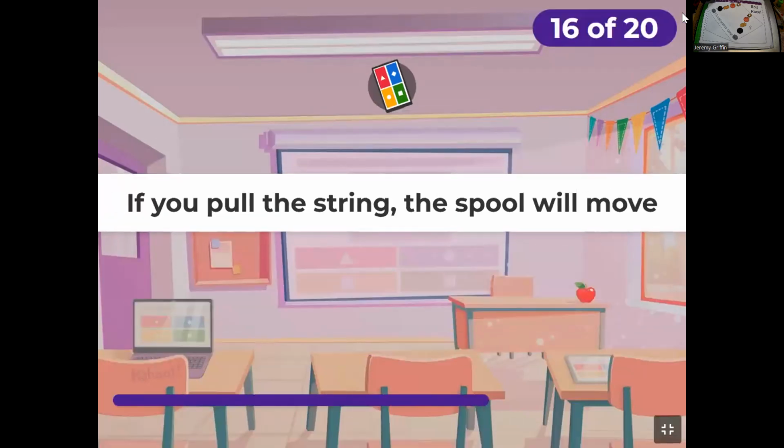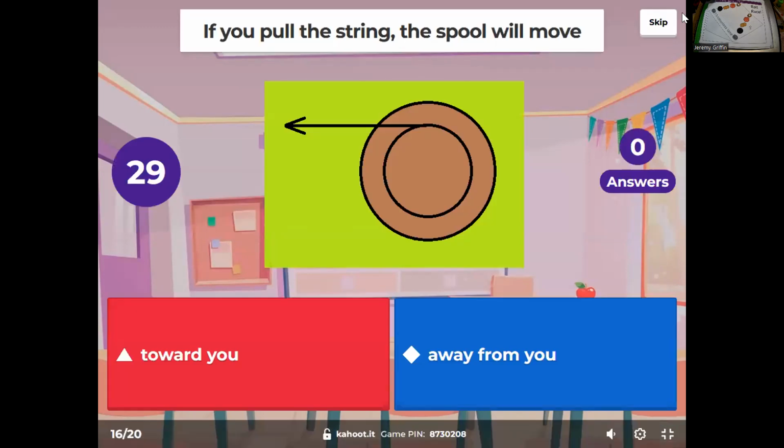If you pull the string, say there's a floor down here, there's a point of static friction right here, and I'm pulling to the left. I'm pulling to the left. Which way will that thing rotate? It's pull.